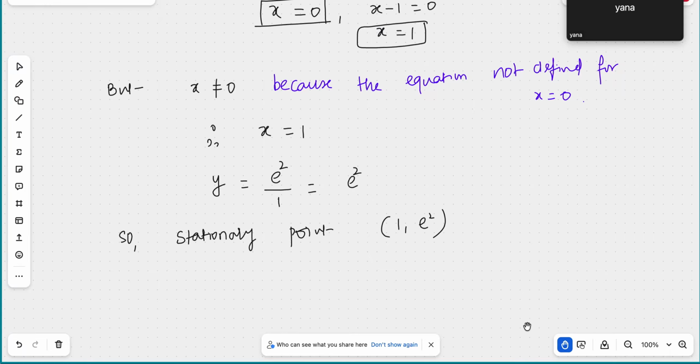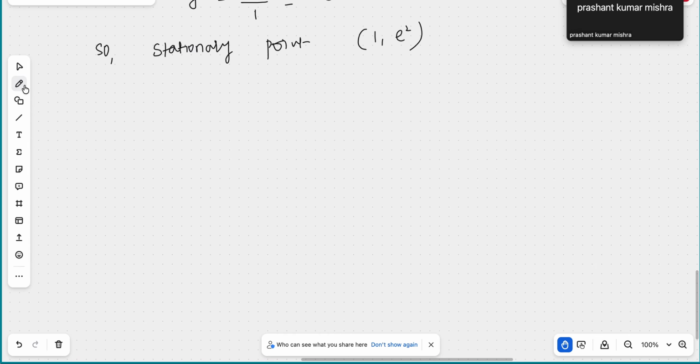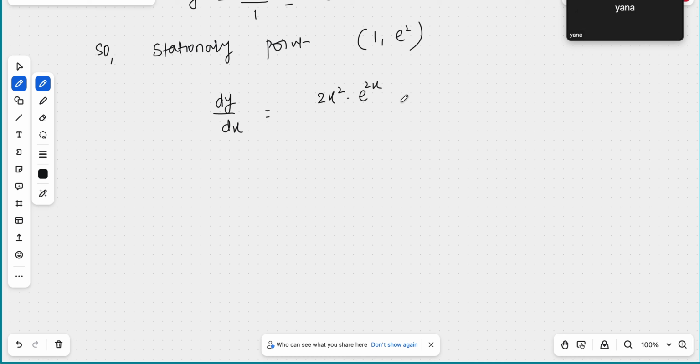Now, we need to double differentiate it. So what we had for dy over dx, simplified, was 2x square e raised to the power 2x minus 2x e raised to the power 2x, over x raised to the power 4.